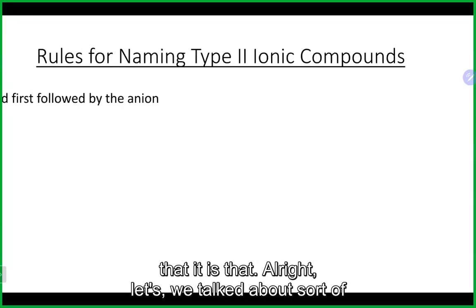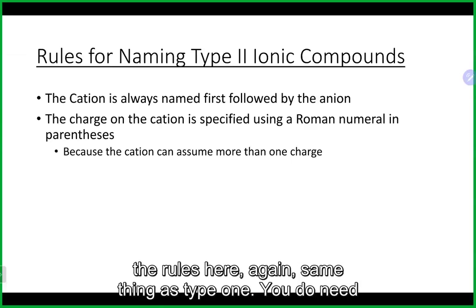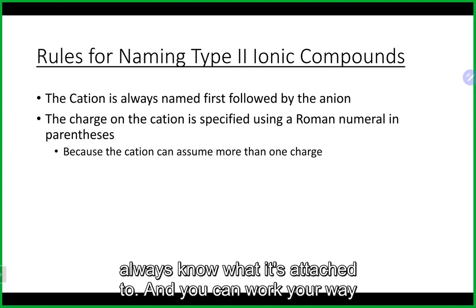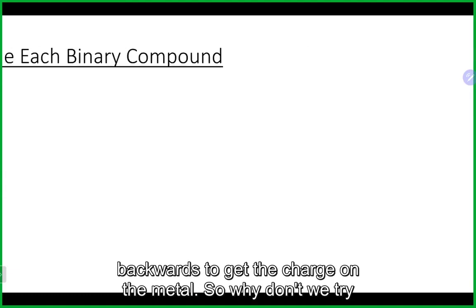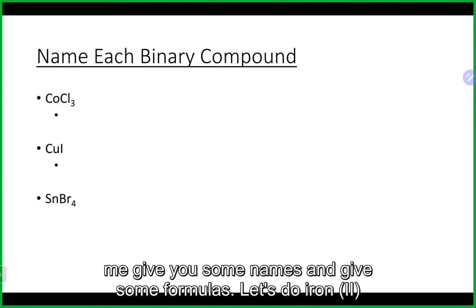All right, we talked about the rules here. Again, same thing as type 1. You do need to do the addition of the Roman numeral. And you should always know what it's attached to, and you can work your way backwards to get the charge on the metal. So why don't we try some here? For each of these, give the proper names. And let me give you some names and some formulas.